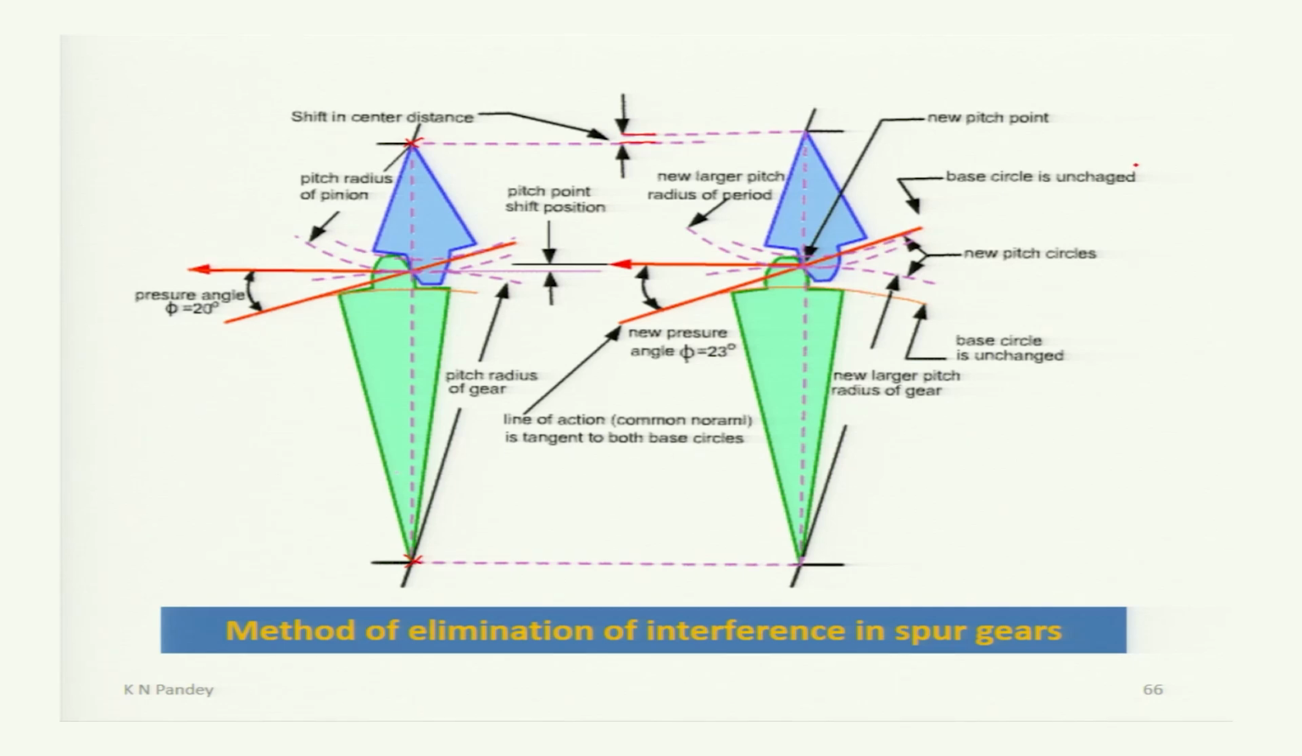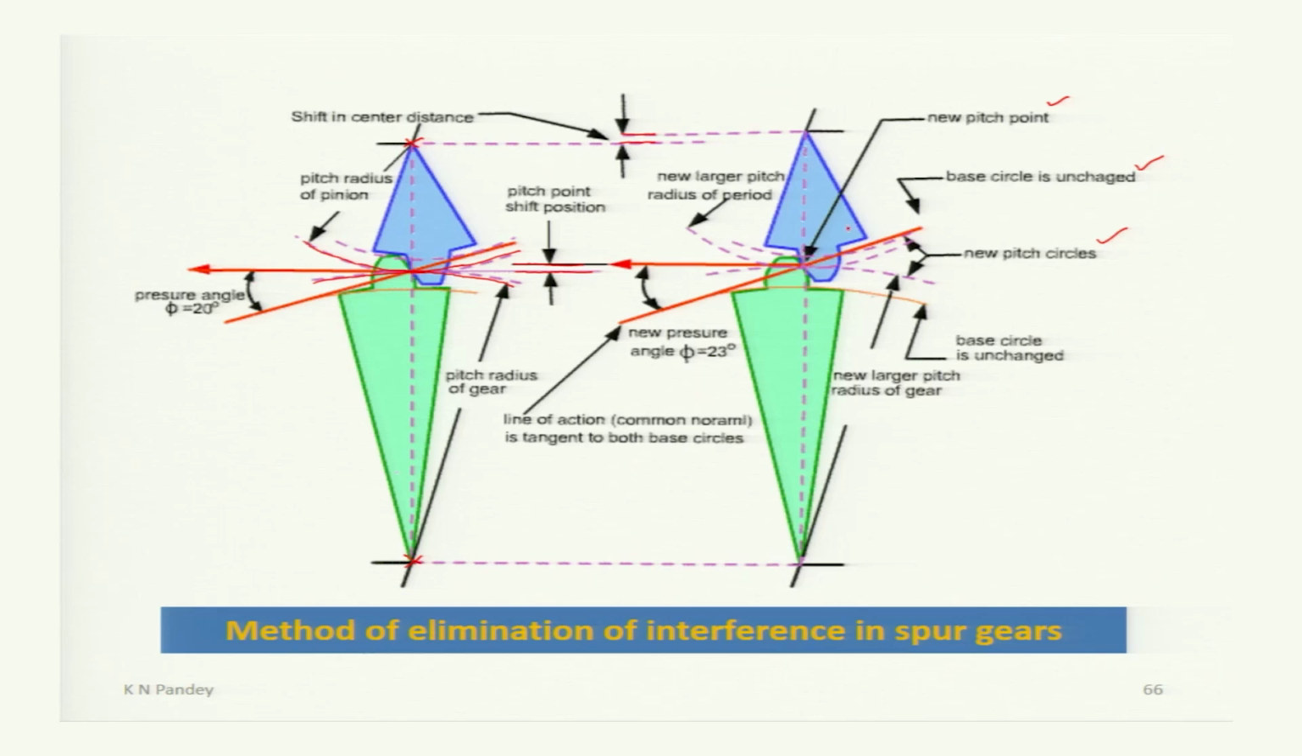So, this will be unchanged. There will be new pitch circles, okay, and there will be a new pitch point. Earlier the pitch point is this one, where this pitch circle and this pitch circle were touching each other, or tangent to each other. This was the pitch point. By shifting the center, now the pitch point has shifted some distance. This is the distance by which the pitch point has shifted. Now the pitch point is somewhere here.